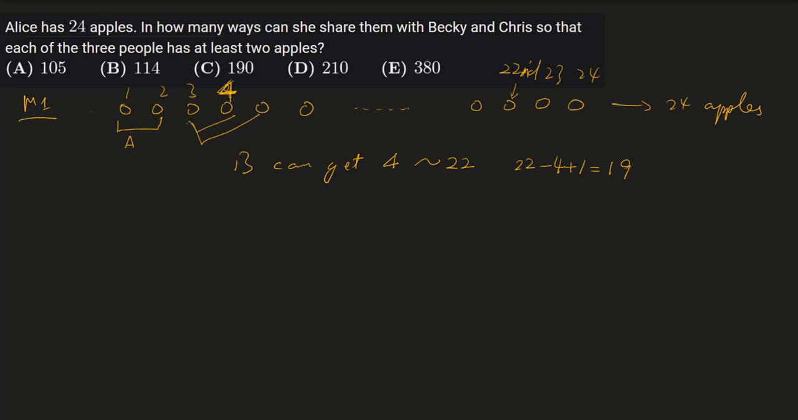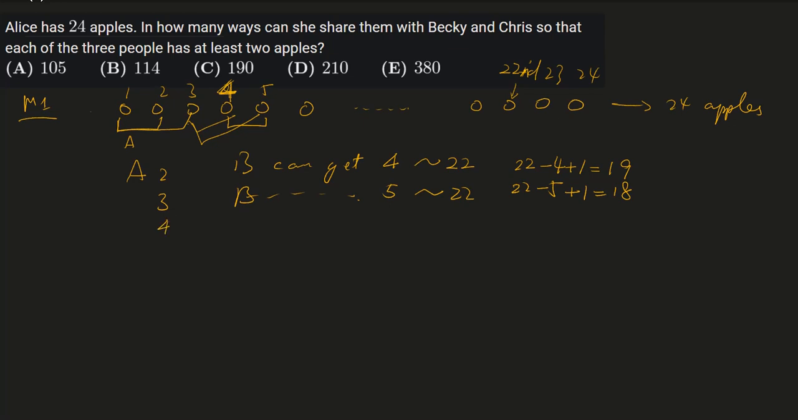And of course Chris will get whatever is left over. And this is when Alice only keeps 2 apples for herself. But what if Alice gets 3? If Alice gets 3, then Becky should get from the 5th apple all the way to the 22nd, right? And the total number of choices is 22 minus 5 plus 1, which is 18.